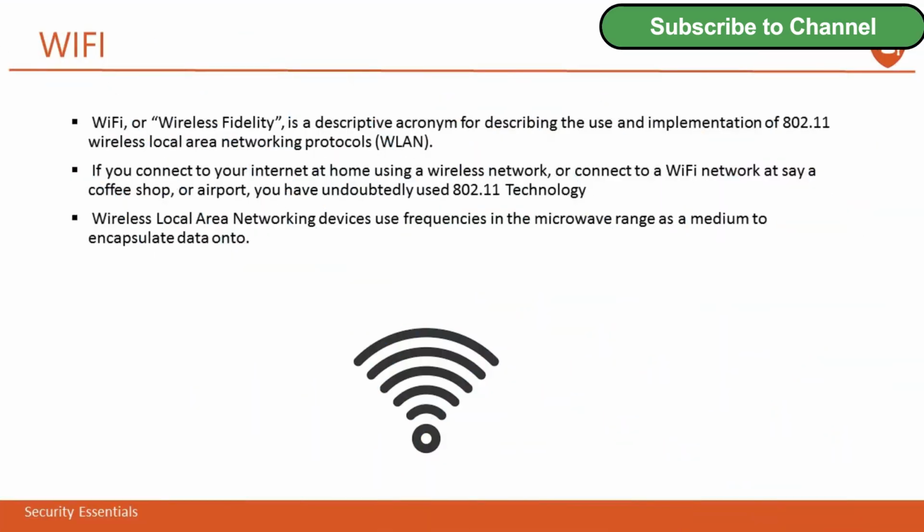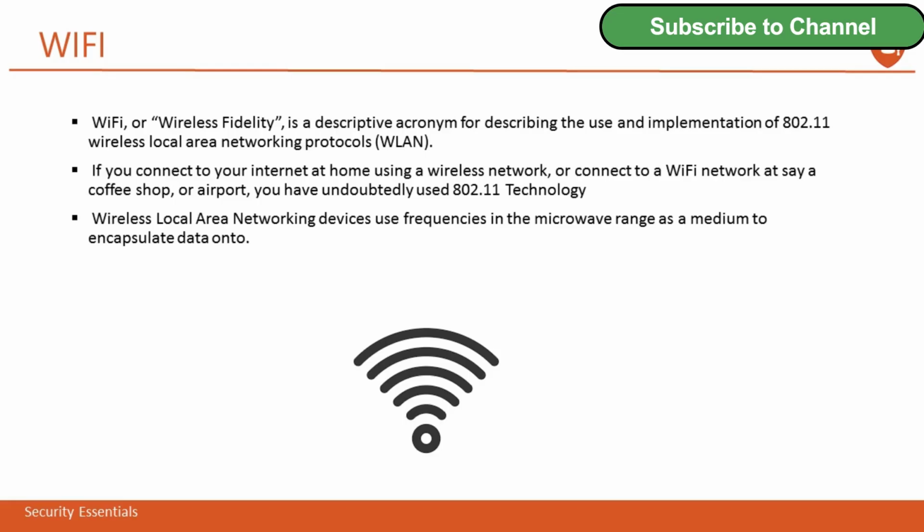Next is Wi-Fi. Wi-Fi, or wireless fidelity, is an acronym for describing the use and implementation of the 802.11 Wireless Local Area Networking Protocol, WLAN. It's WLAN, not to be confused with WAN. Wireless Local Area Network. It uses 802.11 technology. If you connect to your internet at home using a Wi-Fi or wireless network, or connect to a Wi-Fi network at, say, a coffee shop or airport, you are using 802.11 technology.